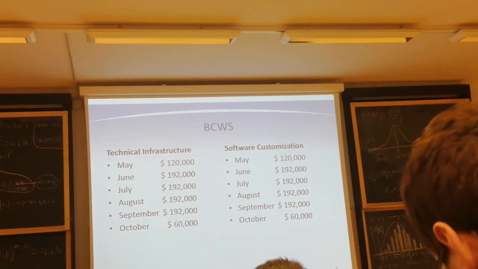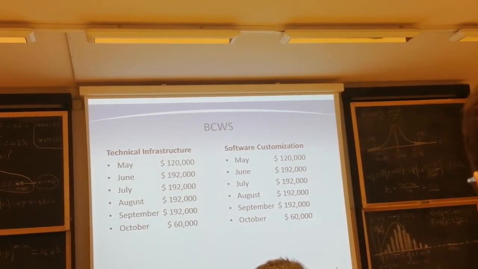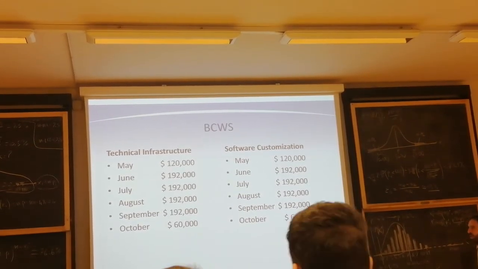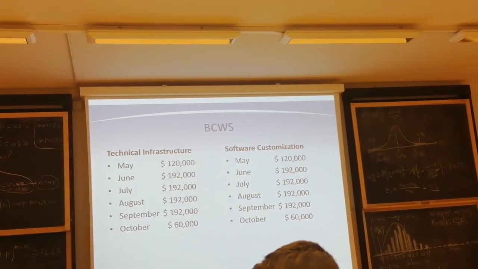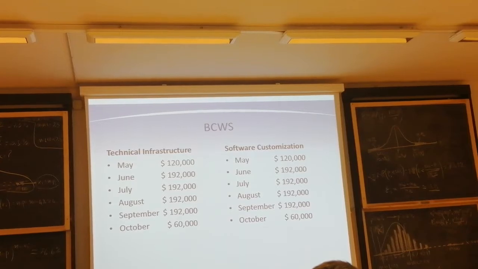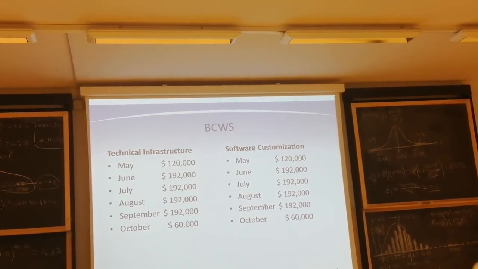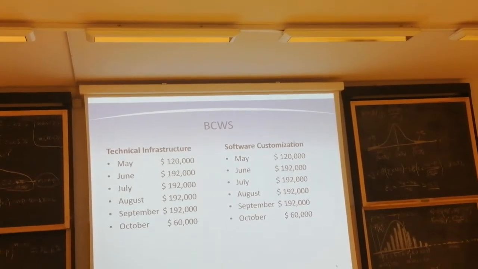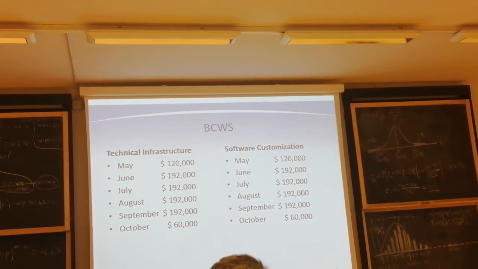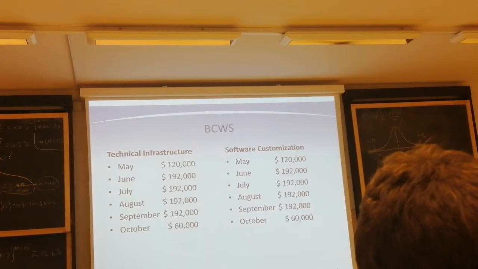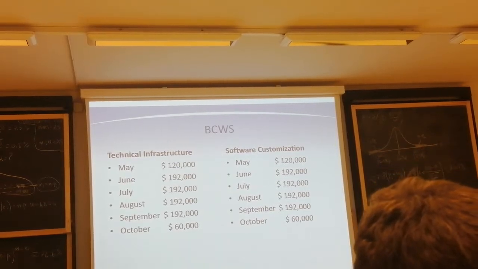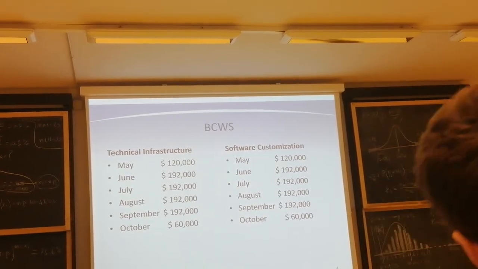So end of May, it's 120 each task. But end of June, it's going to be 312,000. And so forth. So far, so good? Great. Now, that was the situation at May 1st, planned. This is also called planned value. BCWS is the planned value. It is what we have planned of the value to be incurred over time.